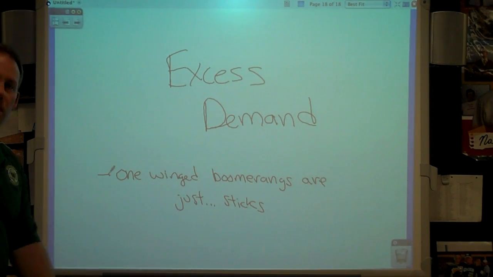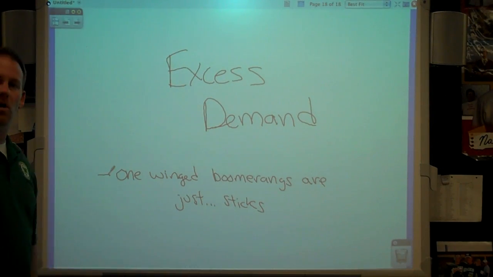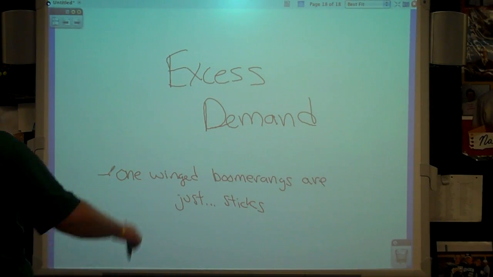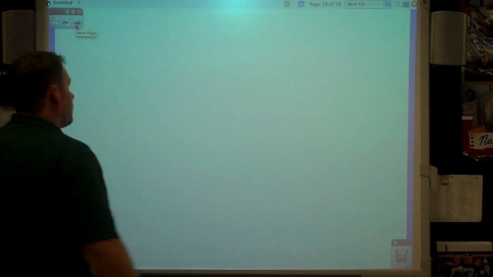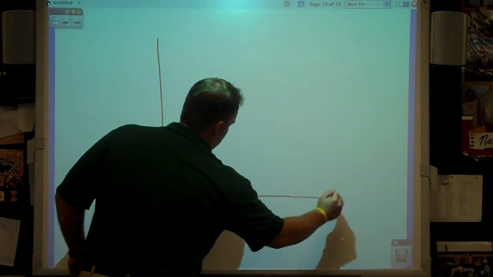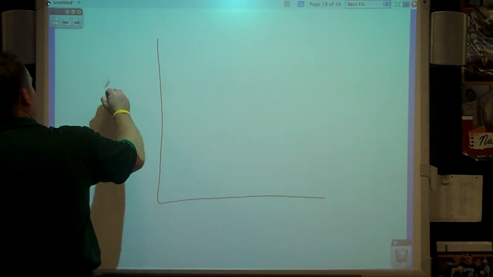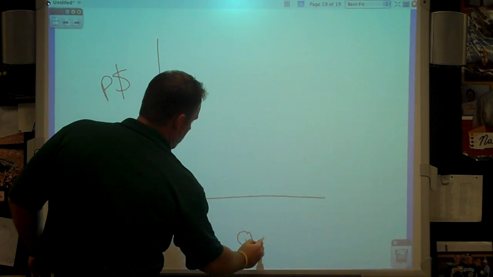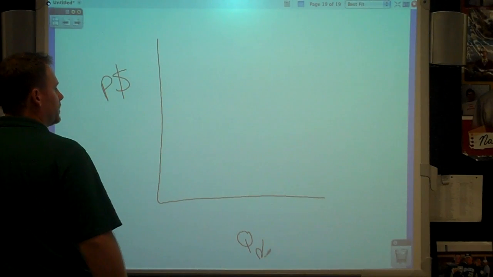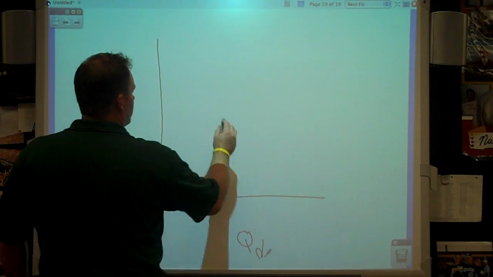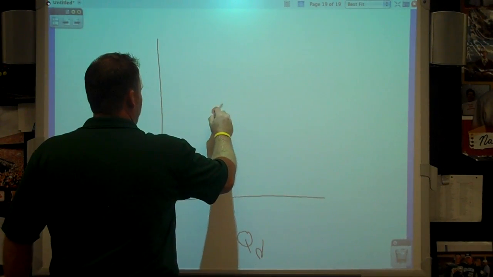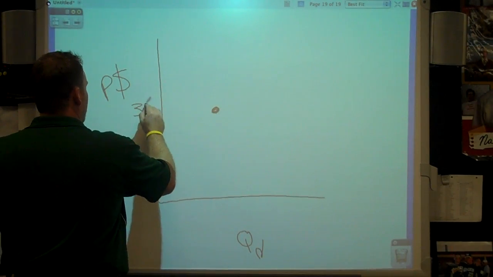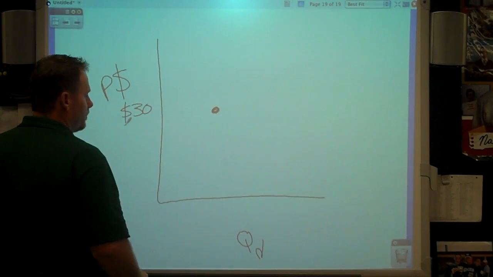Okay, this is going to be a demonstration of how excess demand is dealt with on a graph. Okay? Standard graph. Price on the y-axis. Quantity demanded on the x. Okay? Let's say our equilibrium point is right here. It is at $30. Okay?